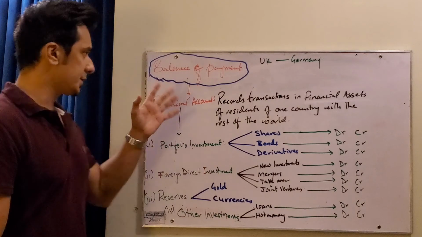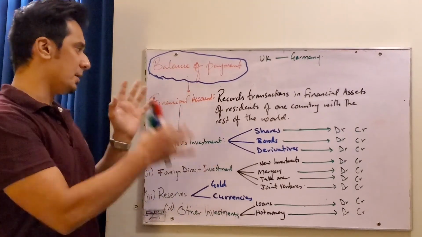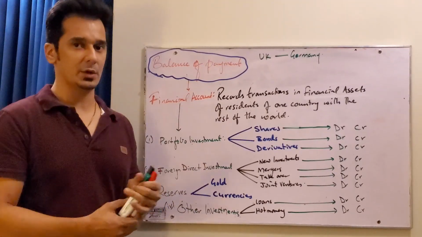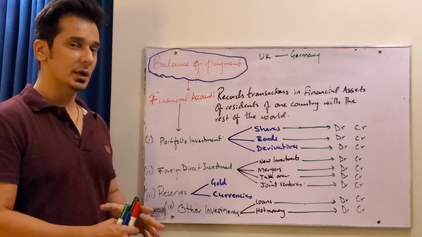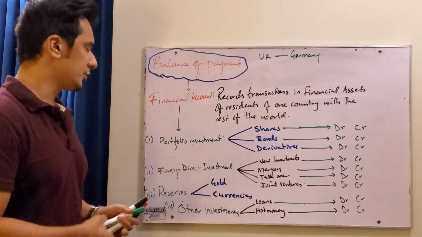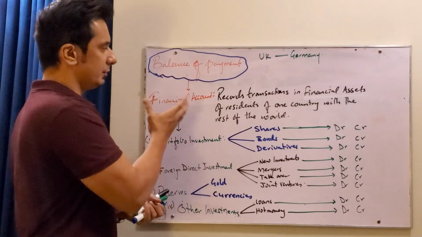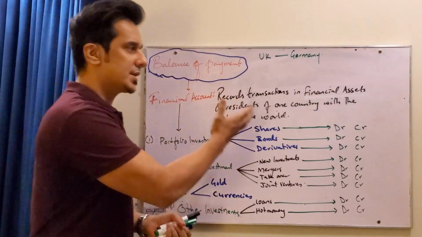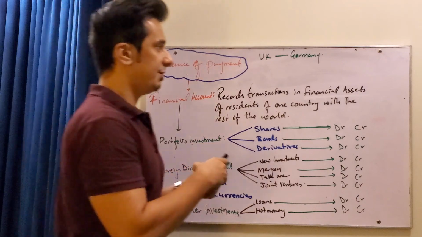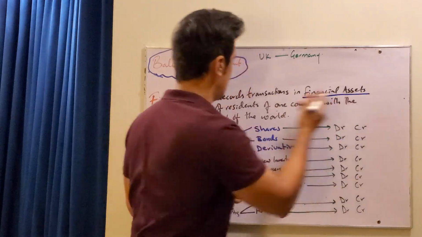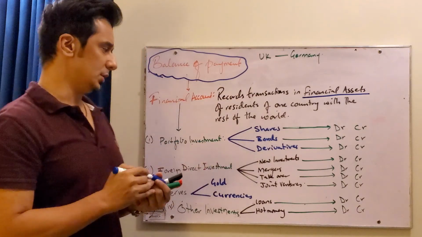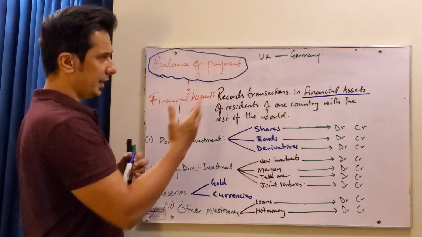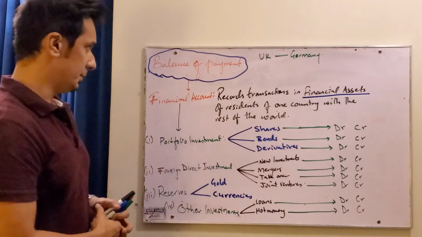Now we're back. We're discussing the balance of payments, but this time we'll be talking about the financial account, the second most used account in the balance of payments after the current account. So the financial account actually records what? It records the transactions in financial assets of residents of one country with the rest of the world. Now, what exactly are financial assets? We'll get to know it in a bit.